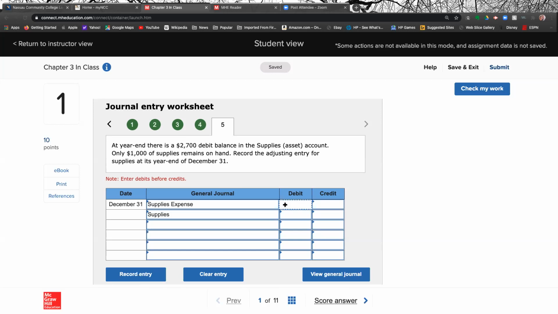So what happened here? We bought $2,700 worth of supplies, but when the time period was over, notice it doesn't even tell you when you bought the supplies because it doesn't matter, you only had 1,000 left. So what does that mean? 2,700 minus 1,000 means 1,700 got used up. And that's okay. That's why you bought them, right? You bought them because your employees need to use them.